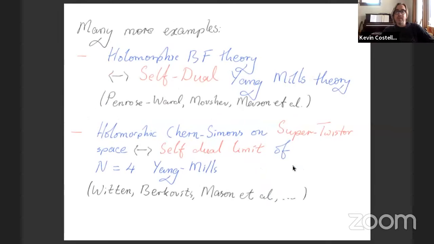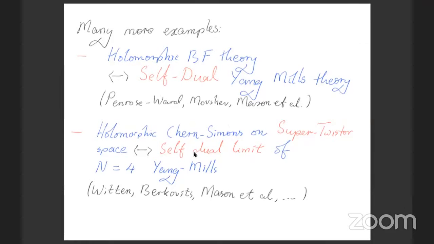Now, there are many, many more examples. Perhaps the most famous one is essentially due to Penrose and Ward. Well, they didn't phrase it in this way. I learned about it from a nice paper of Movchev and some lovely papers of Bowes, Mason, and Skinner. It is that holomorphic BF theory on twistor space is equivalent to self-dual Yang-Mills theory. So self-dual Yang-Mills theory is a very simple theory. I just introduce a Lagrange multiplier, forcing the gauge field to have self-dual curvature.